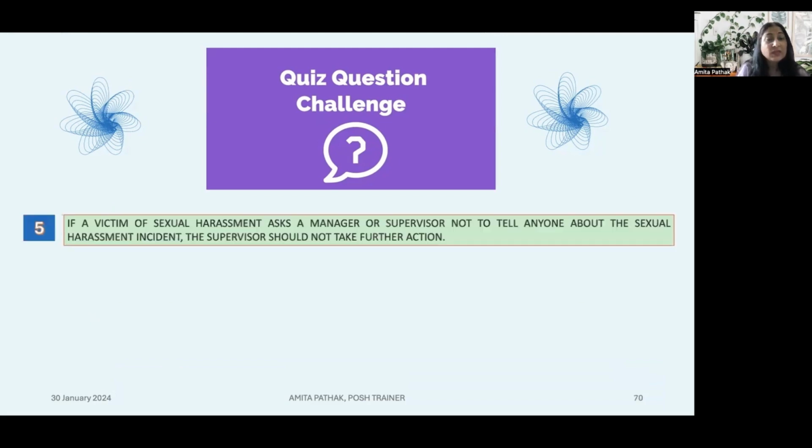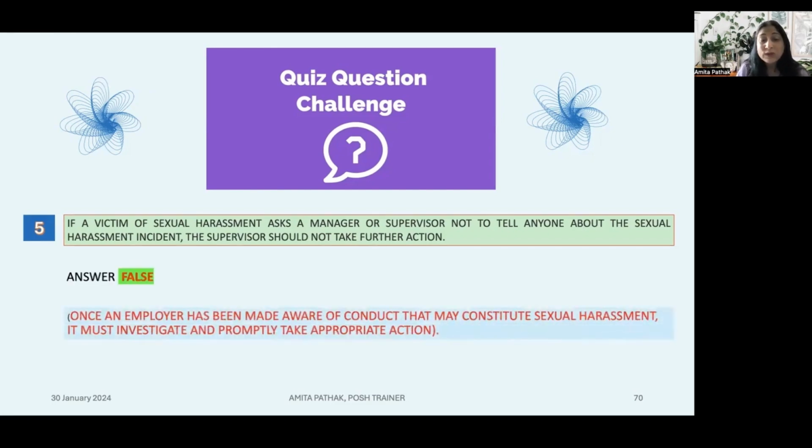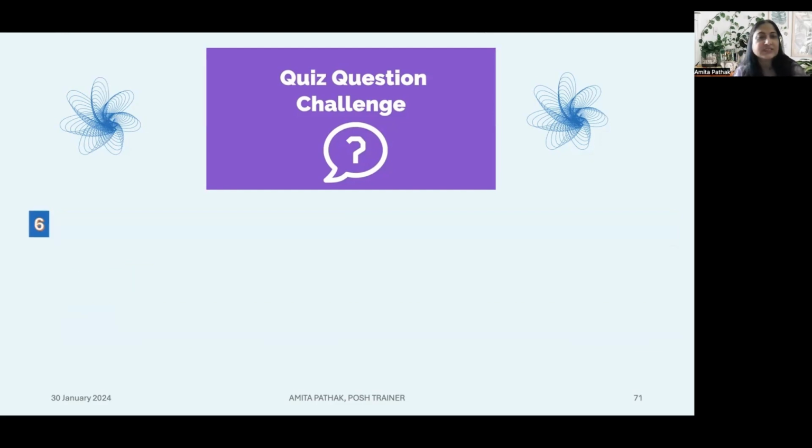Next question: if a victim of sexual harassment asks a manager or supervisor not to tell anyone about the sexual harassment incident, the supervisor should not take further action and the matter should be closed. What should be the answer? No, false. Once an employer has been made aware of conduct that may constitute sexual harassment, it must investigate and promptly take appropriate action. Because if proper care is not taken, it may happen again and affect the workplace of the organization.